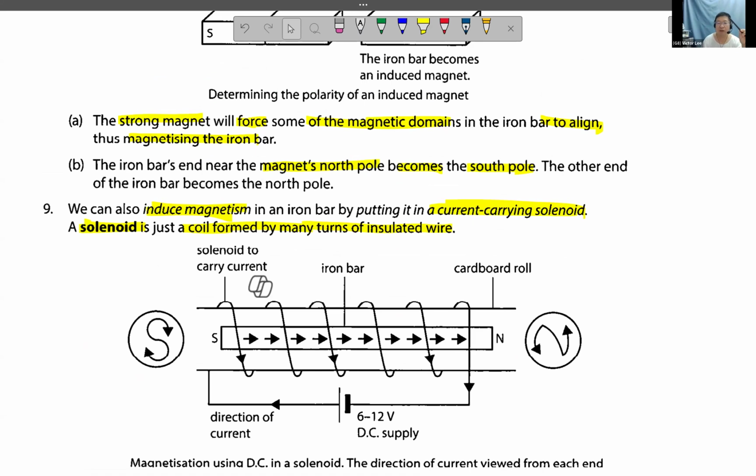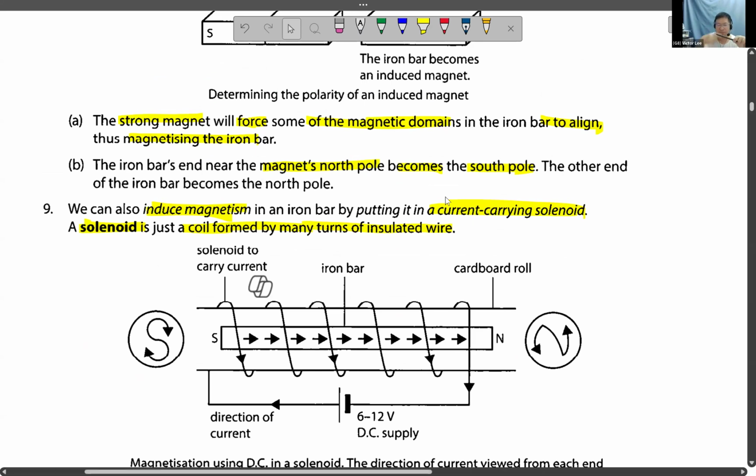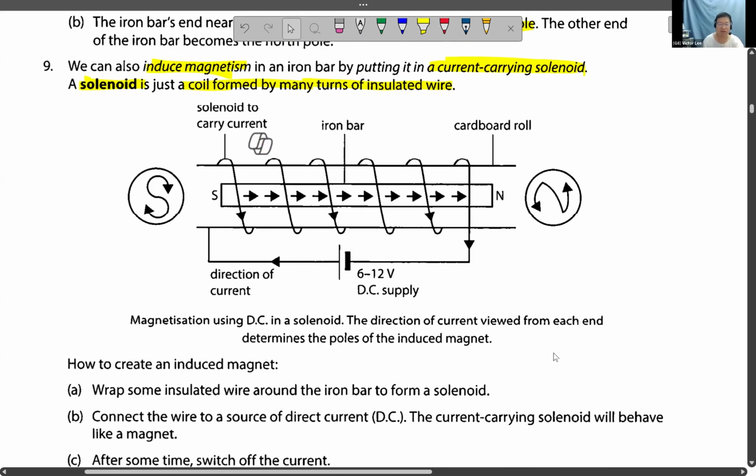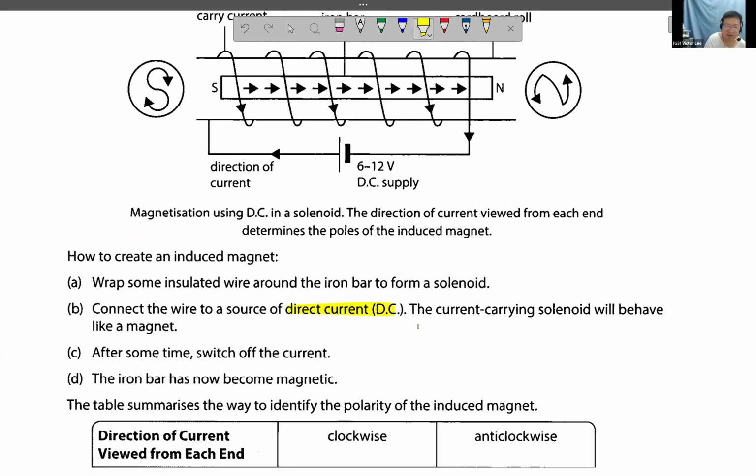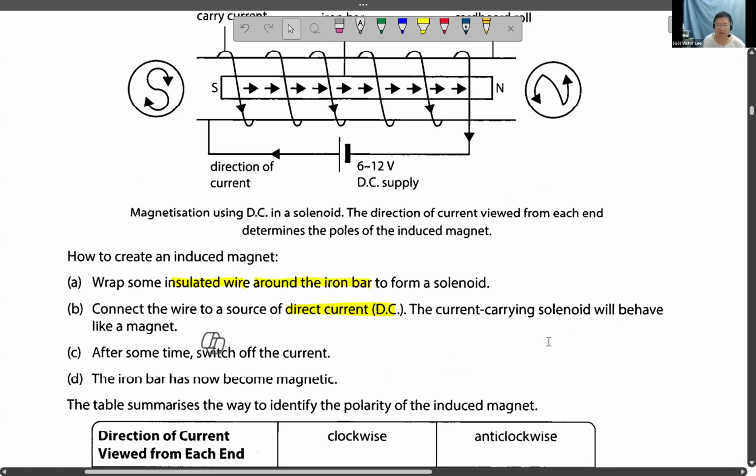What do you call that? You coil the wire around it. All right. So when current flows in the wire, it becomes a magnet. So how to create an induced magnet? You can wrap some insulated wire around an iron bar to form a solenoid, and then connect it to a DC. It must be a DC. Around the iron bar, and the current-carrying solenoid will behave like a magnet.